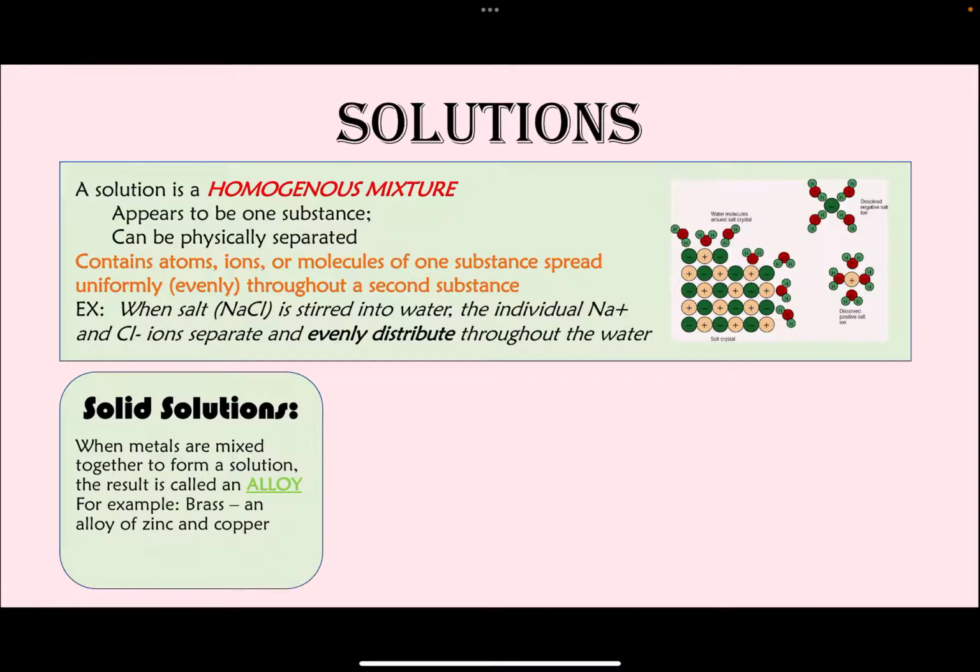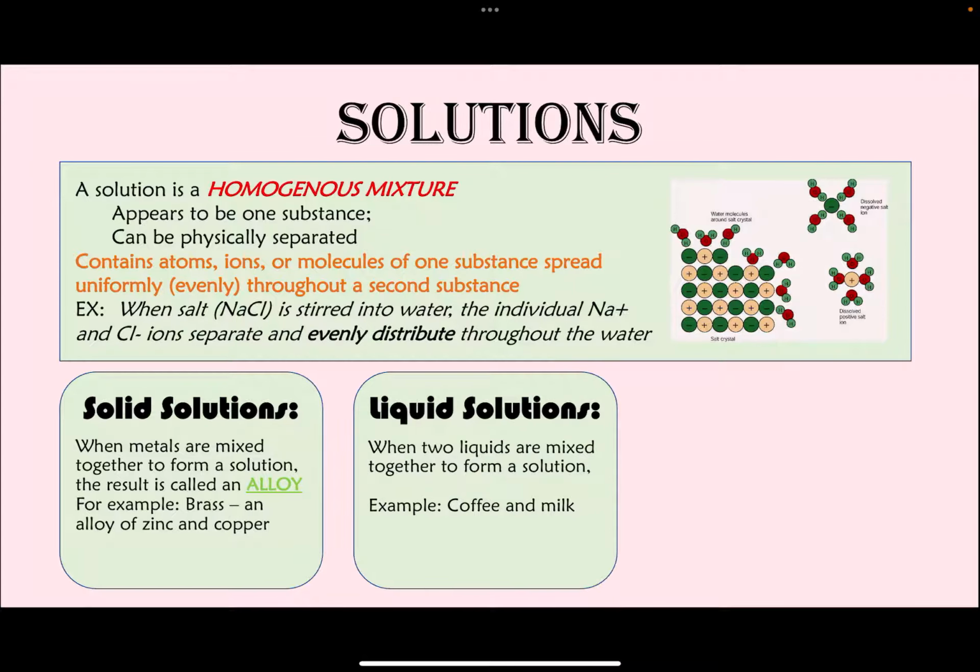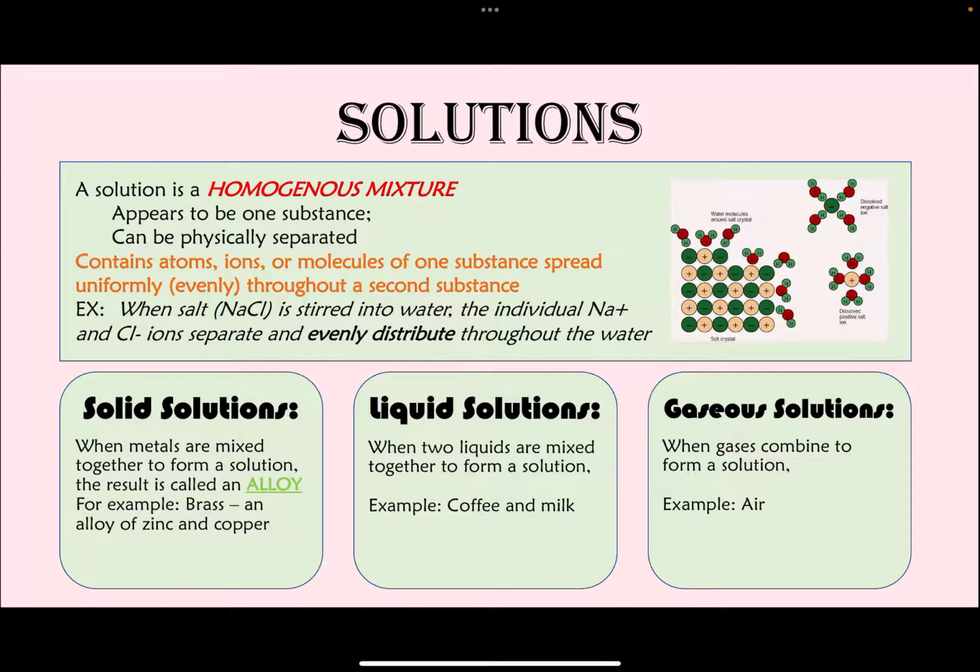As I mentioned, there are different types of solutions. We can have different solids mixed together, and they make something called an alloy. We can have different liquids mixed together, for example, coffee and milk. We can also have different gases mixed together. Besides that, we can also make a solution using a solid and a liquid, or a liquid and a gas, and so on. So there are different possibilities for making solutions.